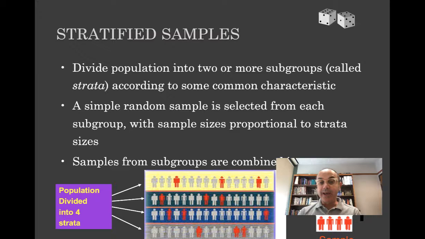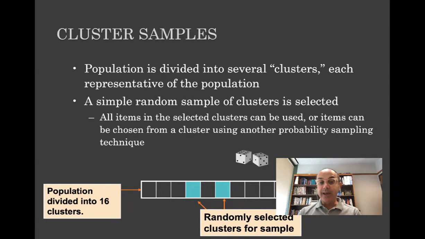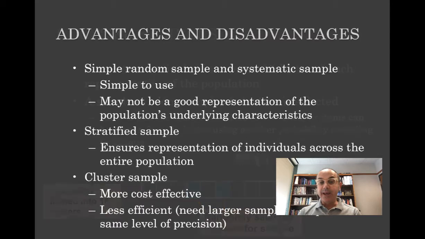We have another methodology, the stratified sample, which divides the population into two or more subgroups, and according to that we have a structure that allows us to select the same number of people from each subgroup, and by that we build up the sample itself. Cluster sampling is again the idea of dividing the population into several clusters, and then using a simple random sample to select the individuals from that cluster.